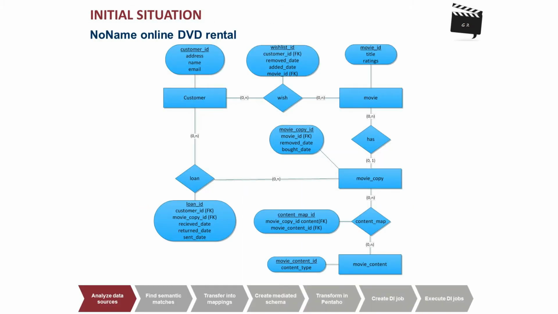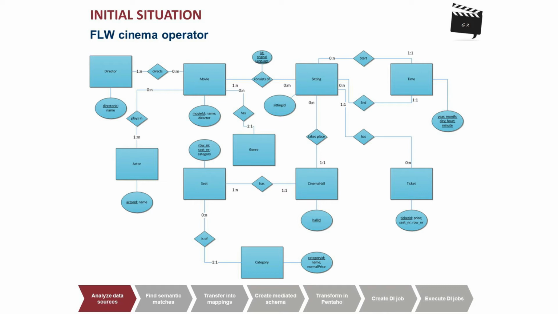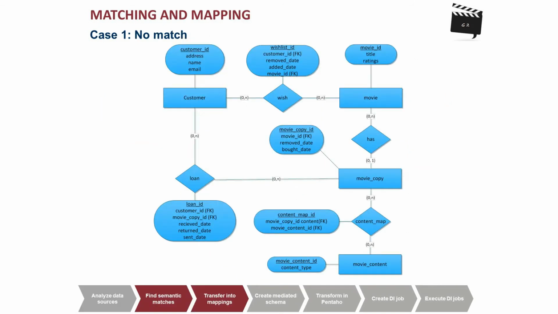As previously described, our initial situation involved analyzing 3 data sources. The first, for an online DVD rental company called No Name, for which the entity relationship model was shown here. The second was for the cinema operator 5 Star. And the third for cinema operator FLW.